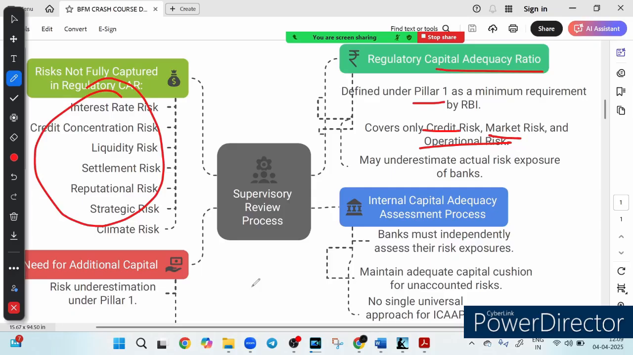But how to account for them? In order to account for them, bank must prepare their own internal capital adequacy. Means depending on this risk, while capitalizing this kind of risk, banks should have their own internal capital adequacy assessment process. Right, that is the point.